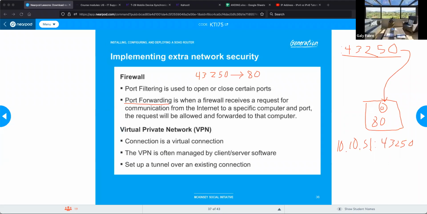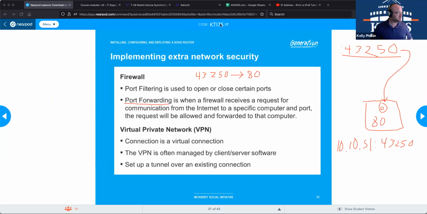Oh, okay. That's cool. Okay, thank you. I got it. Any other questions on port forwarding?